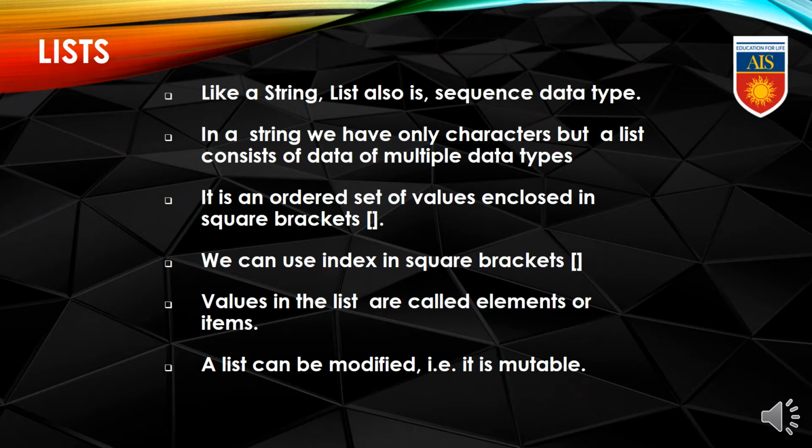List is like a string. List also is a sequence data type. In a string, we have only characters, but a list consists of data of multiple data types. It is an ordered set of values enclosed in square brackets. We can use an index in square brackets. Values in the list are called elements or items. A list can be modified, that is, it is mutable. That means we can change it in future as per our requirement.